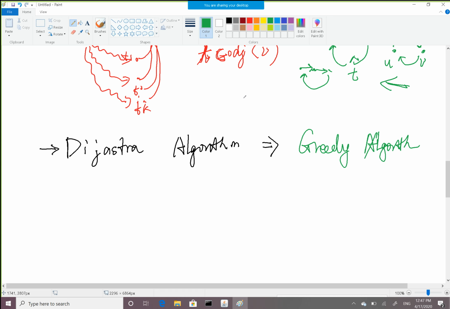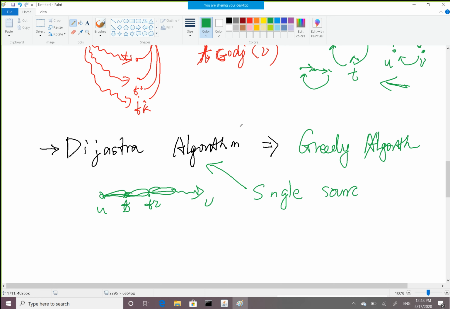Also think about it: since your shortest path includes the shortest path, everything here should be shortest path. Let's make each step here optimal. Each step here is optimal, right? So this is the Dijkstra algorithm. This is also single source. It starts from the very beginning, the source node: single source shortest path.